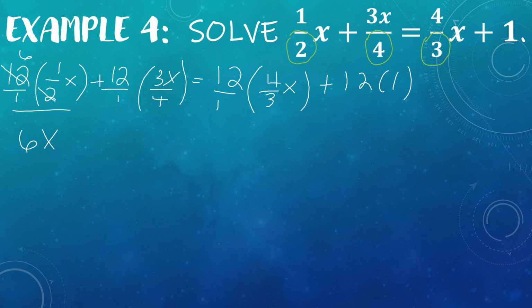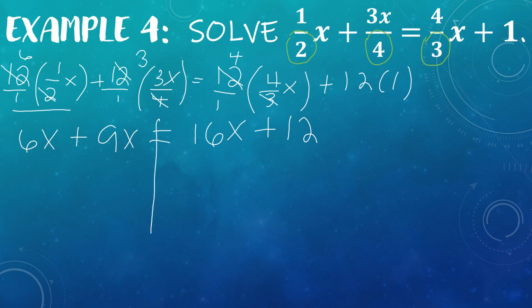On our next term, we have 12 times 3, which is 36. 1 times 4 is 4, and 36 over 4 is 9, so that's plus 9x. You can also do 4 into 12 is 3, and 3 times 3x is 9x. Equals, the next one, 12 times 4 is 48, 1 times 3 is 3, 48 over 3 is 16, or you can do 3 into 12 4 times, and 4 times 4x is 16x. And then for our last term, 12 times 1 is 12.